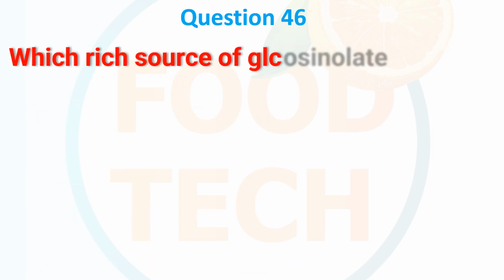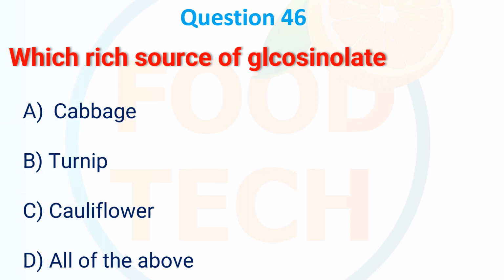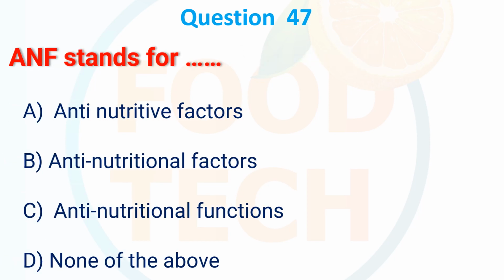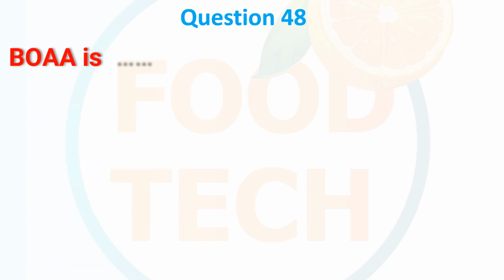Which is a rich source of glucosinolate? A. Cabbage. B. Turnip. C. Cauliflower. D. All of the above. The answer is D. All of the above. ANF stands for A. Antinutritive factor. B. Antinutritional factor. C. Antinutritional function. D. None of the above. The answer is B. Antinutritional factor.